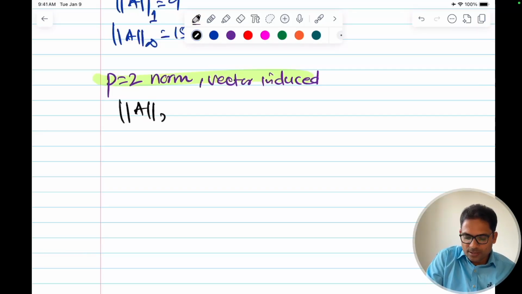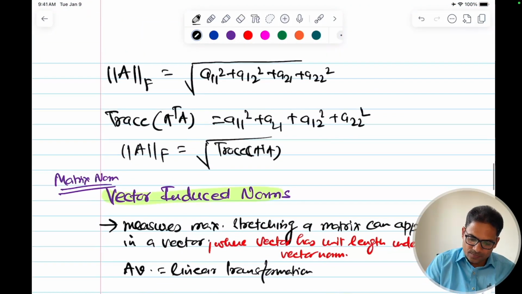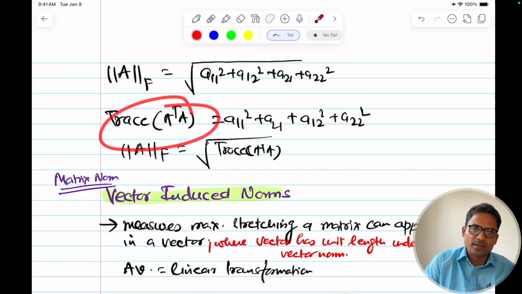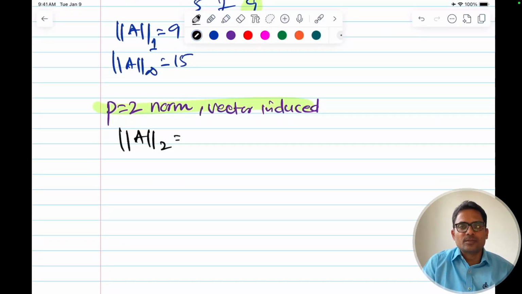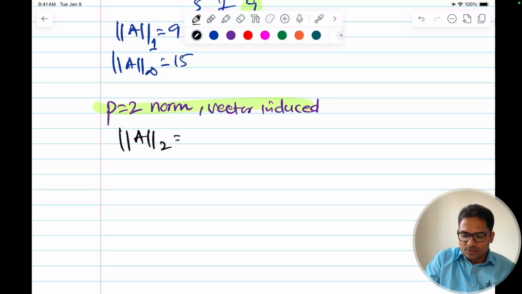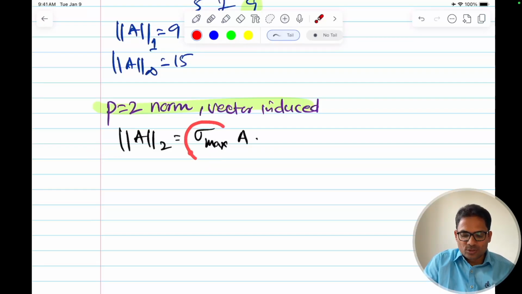So the second norm takes A transpose A again. Here you remember A transpose A was there, right? Second norm, trace of A transpose A. Similarly, here also we'll take the A transpose A and then we'll get the singular values. Whatever is the max singular value for A, that is your P2 norm, the vector induced norm for that matrix. So it will be sigma max, the maximum singular value.